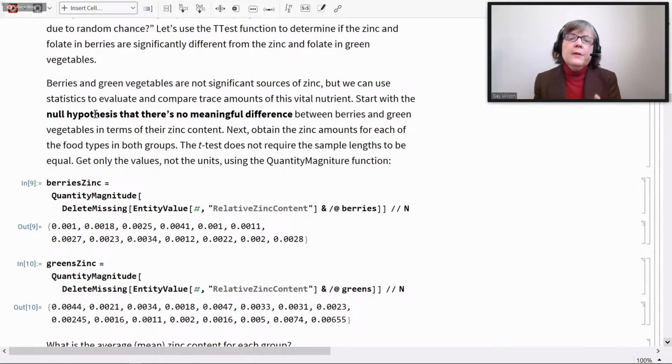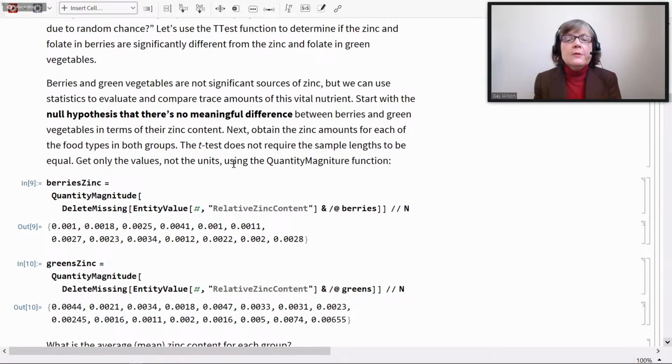Berries and green vegetables are not significant sources of zinc, but we're going to use the statistics function to evaluate those trace amounts of this really vital nutrient in berries and green vegetables. Okay, so we start with the null, as all of you probably recall from your research methods classes. We start with the null hypothesis that there's no meaningful difference between berries and greens in terms of their zinc. So that's our null hypothesis: no meaningful difference.